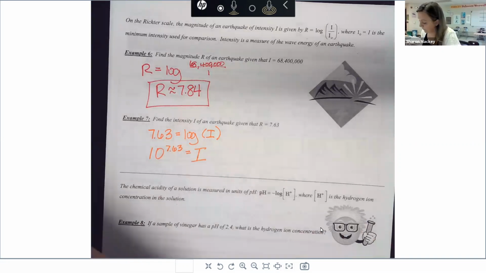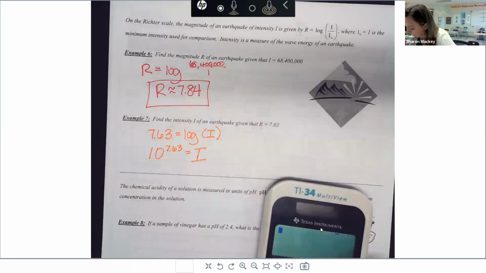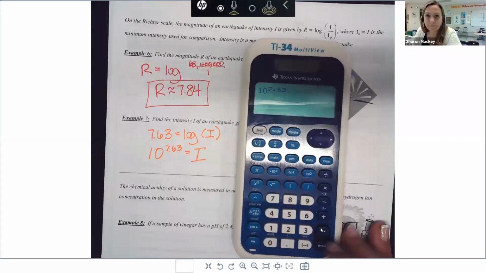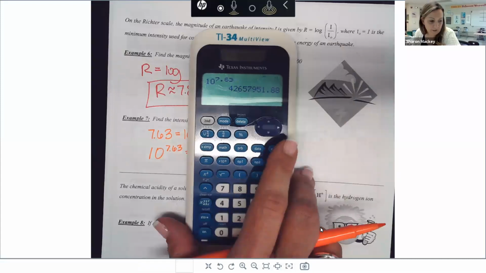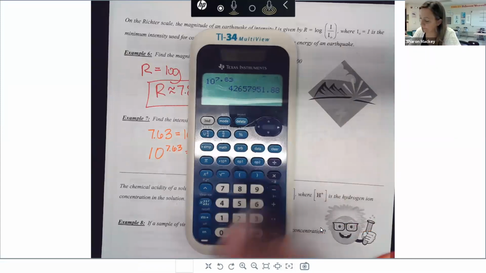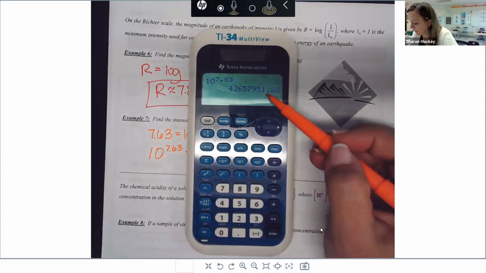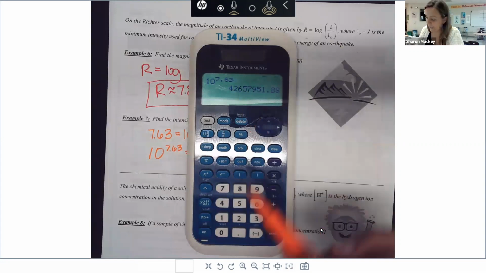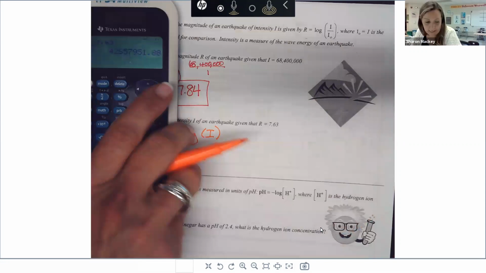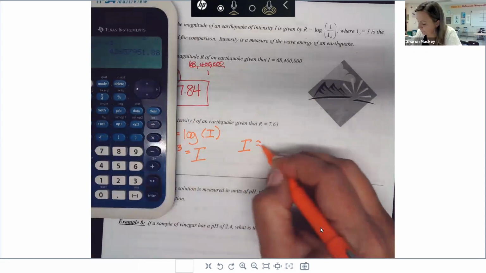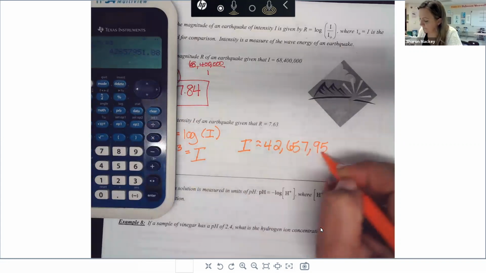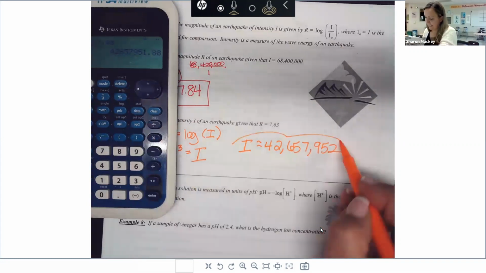And so then what you could do is just take whatever 10 raised to the 7.63 is, and then we get this very large value. These are pretty big numbers, so we can just round to the nearest whole number. So if we did that, that would be 42,657,952. So again, we'd say that our intensity is about 42,657,952. So that would be our intensity. Okay.